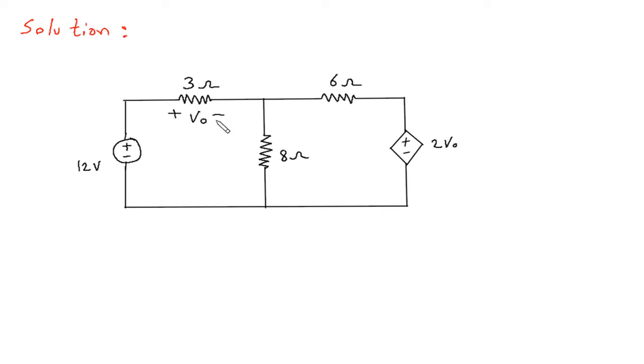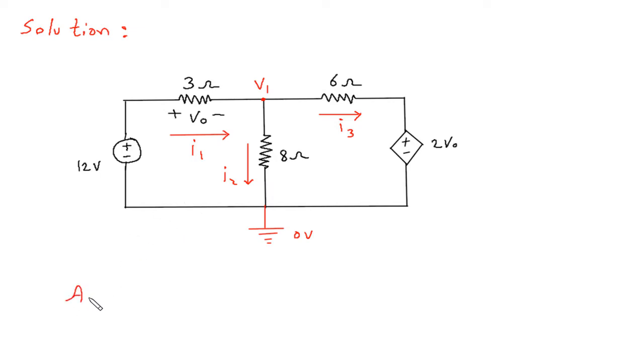Then let's assume the direction of current. Let's say this is current I1. This is current I2. This is current I3. And this is a reference node with 0 volt. And let's say this is voltage V1 and node 1.